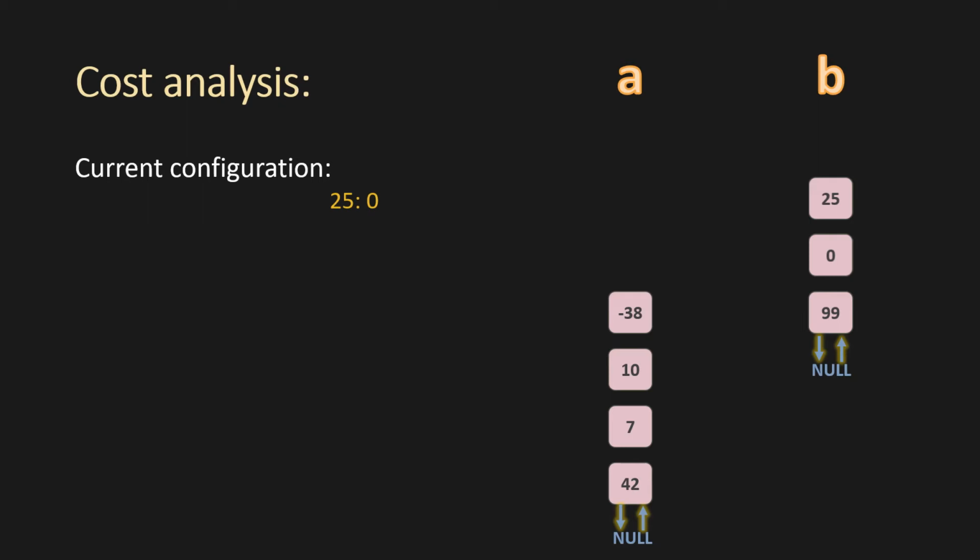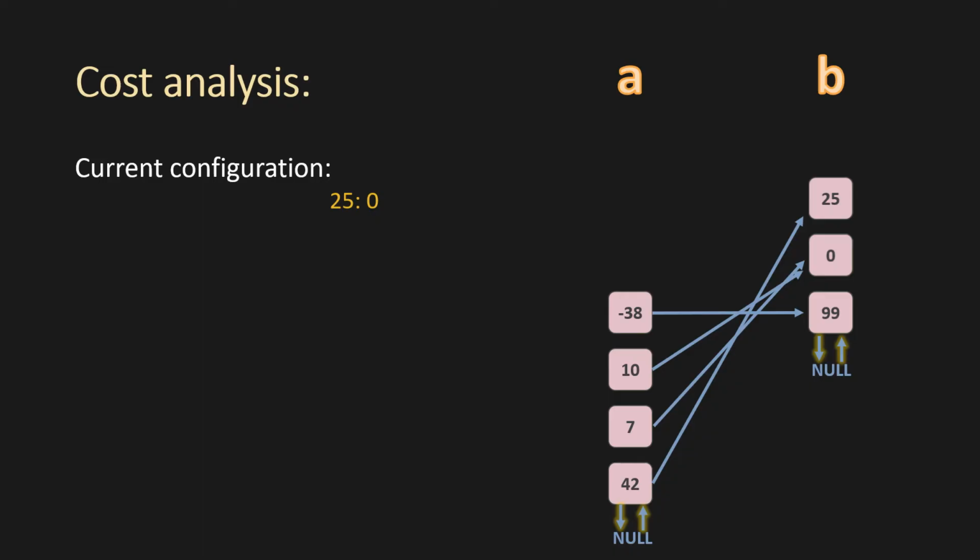The target node for minus 38 is 99. For number 10, its target node is 0. For number 7, its target node is also 0. For 42, its target node is 25. You can see in this example that in stack B, 0 is also smaller than 42, but 25 is the closest smaller to 42, so it's the number that is closest to 42.